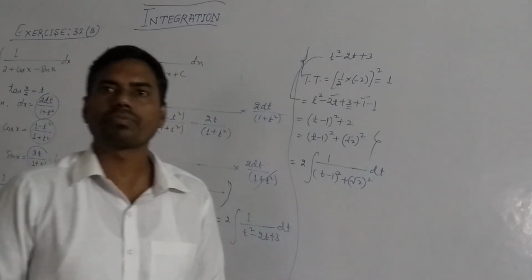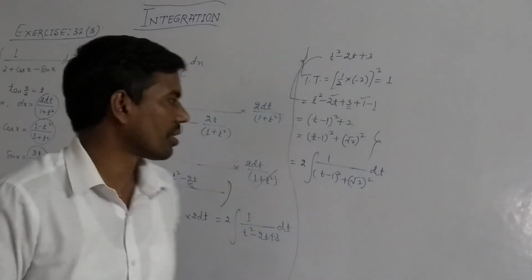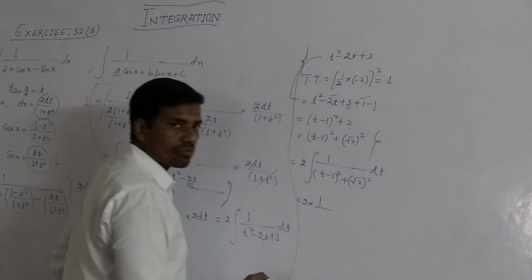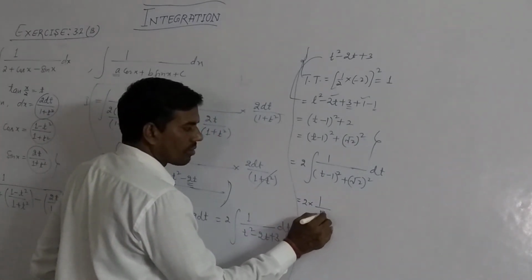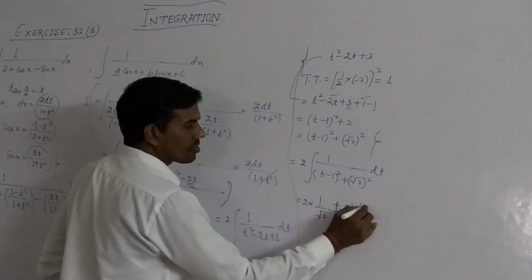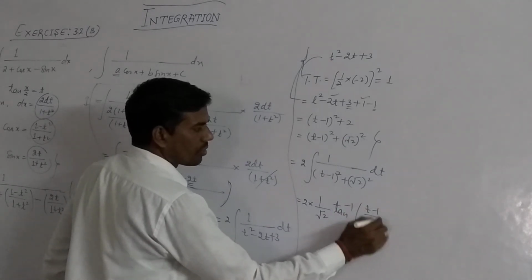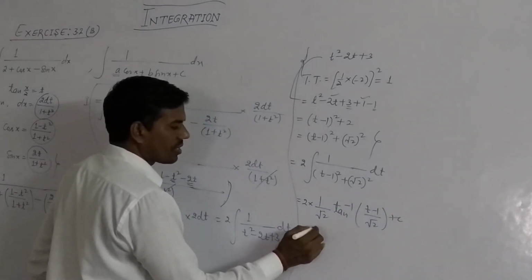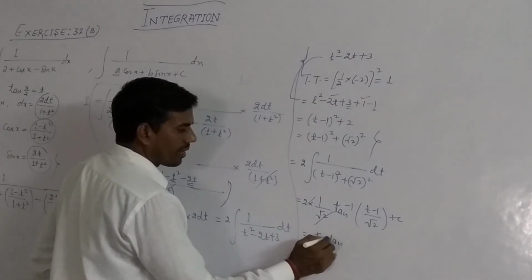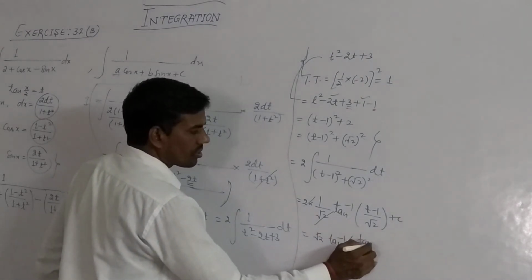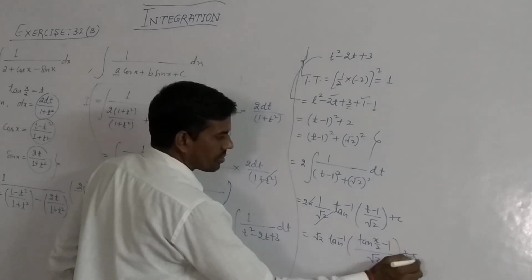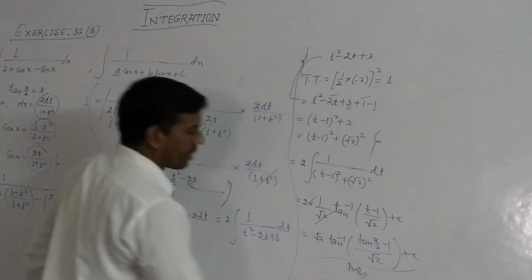This one is in the format of 1 upon x square plus a square, and this is twice of 1 upon a, that is 1 upon root 2, tan inverse of x upon a, where x means t minus 1 and a means root 2, plus c. This is root 2 upon root 2, that is root 2 times tan inverse of t, where t means tan of x by 2, minus 1 upon root 2, plus c. This is our final answer.